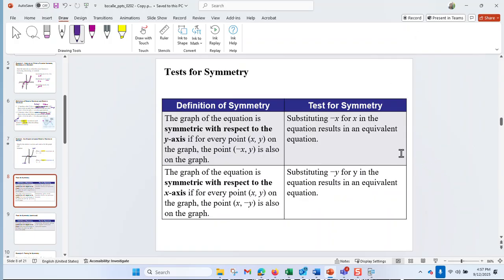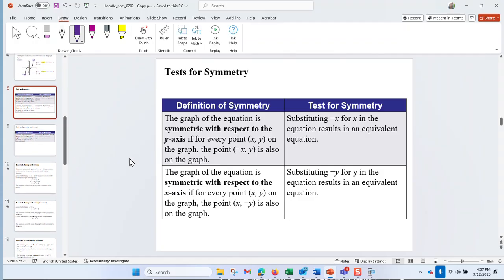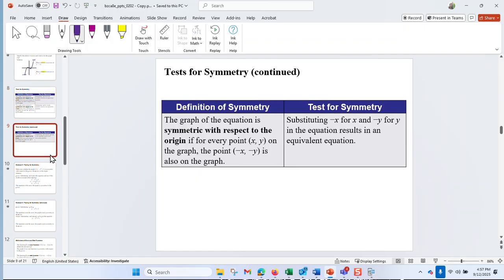Okay, so we also need to be able to look at the symmetry about a function, right? How do you test for the symmetry? Well, you're gonna replace x with negative x. If you replace x with negative x and you still come out the same, basically that is considered a symmetry around the y-axis.